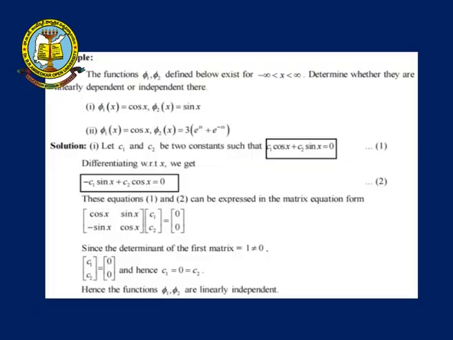Now, as an example, take φ1(x) equal to cos x and φ2(x) equal to sin x. As another example, take φ1(x) equal to cos x and φ2(x) equal to 3 e to the power of x, an exponential function. In the first example, the function is c1 cos x plus c2 sin x. Now I take the differentiation and write the determinant form: cos x and sin x, and minus sin x and cos x. Solving these equations, finally I get c1 equal to 0 and c2 also 0, therefore linearly independent.